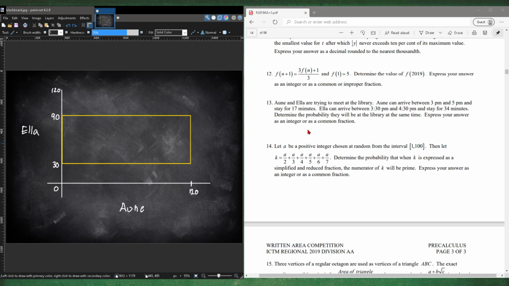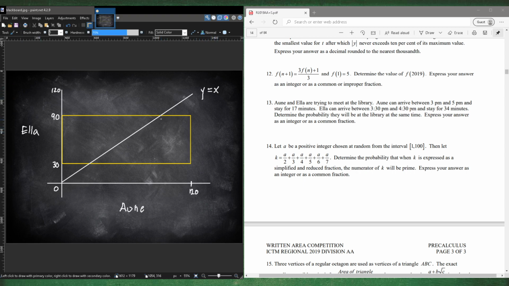First, we need to figure out which one arrives first. We can do that by splitting up the graph by y equals x. So we draw a line, y equals x, somewhere around here, probably. Okay, and that's y equals x.